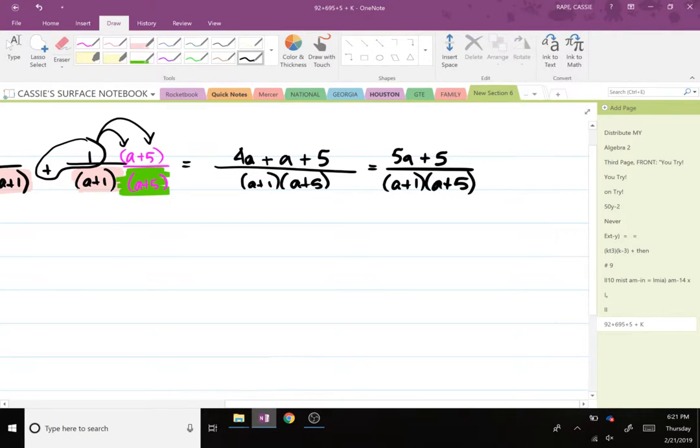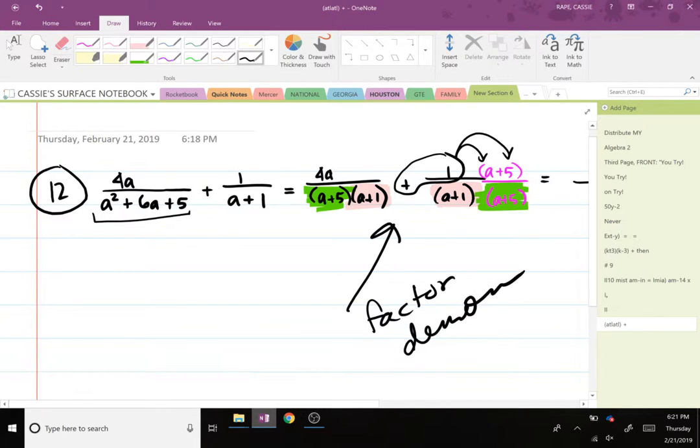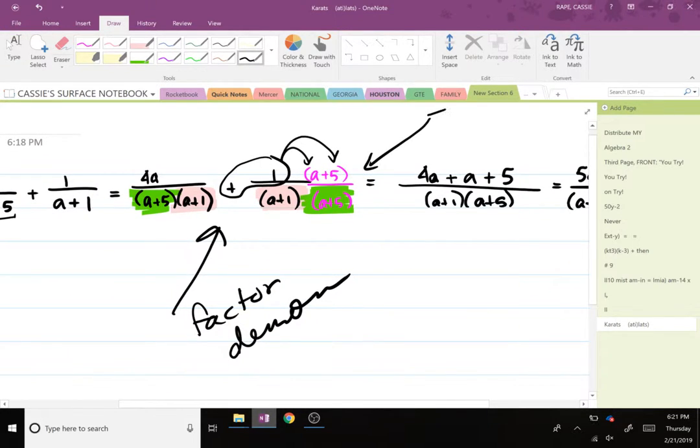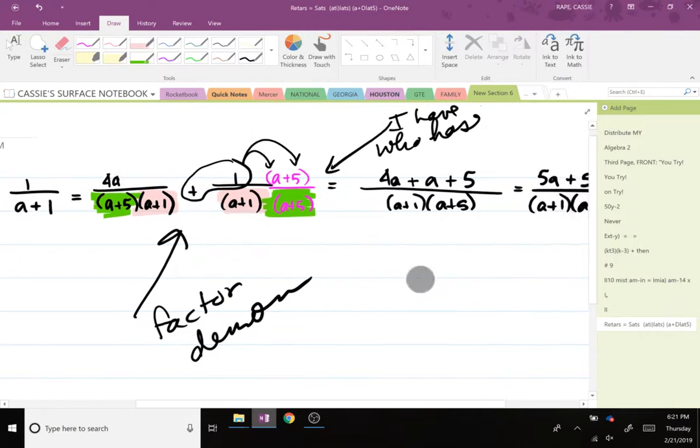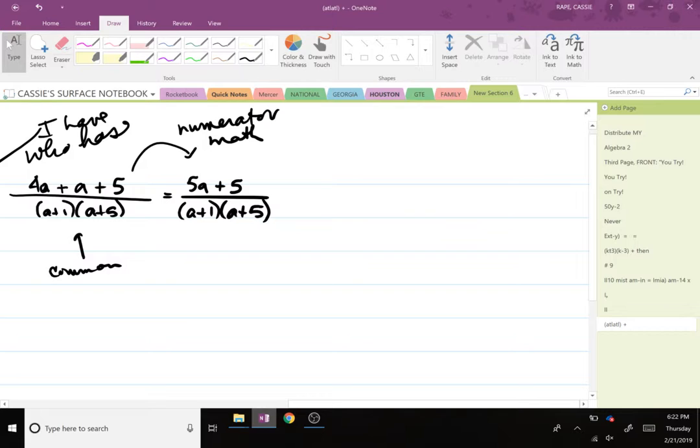Okay, so let's go back through these steps again. I'm not totally finished, but I want to remember the first thing is you factor. You have to figure out the factors of the denominators. Okay, the next thing is you've got to do I have, who has, and equal out the denominators so that they're common denominators. And here's your common denominator for the first time. Okay, then from here to here, you did the numerator math. So the last step is you check it's completely combined in the top.